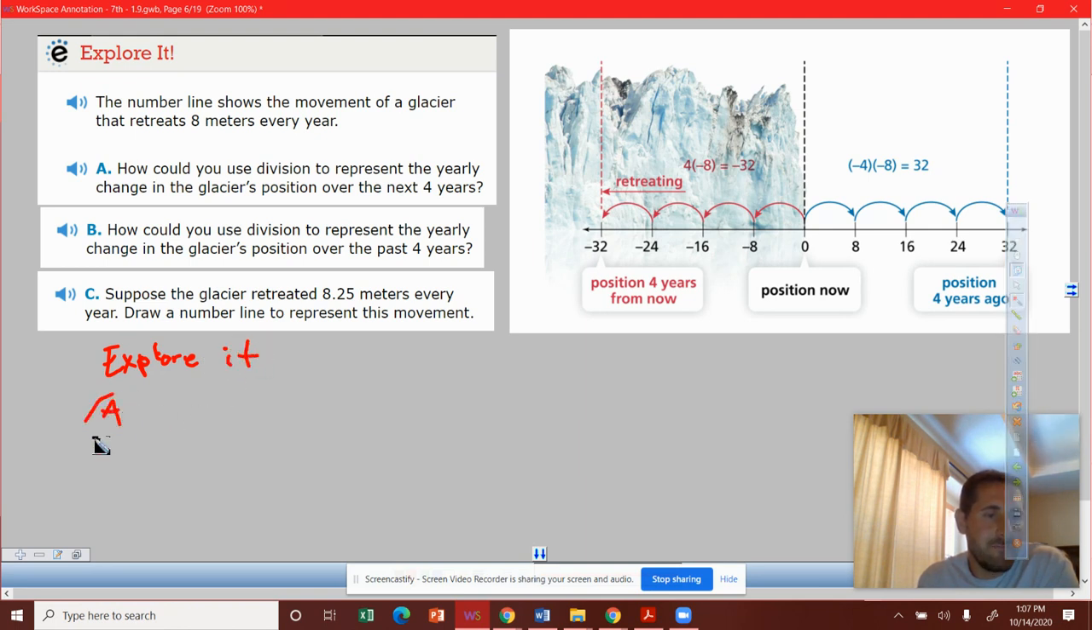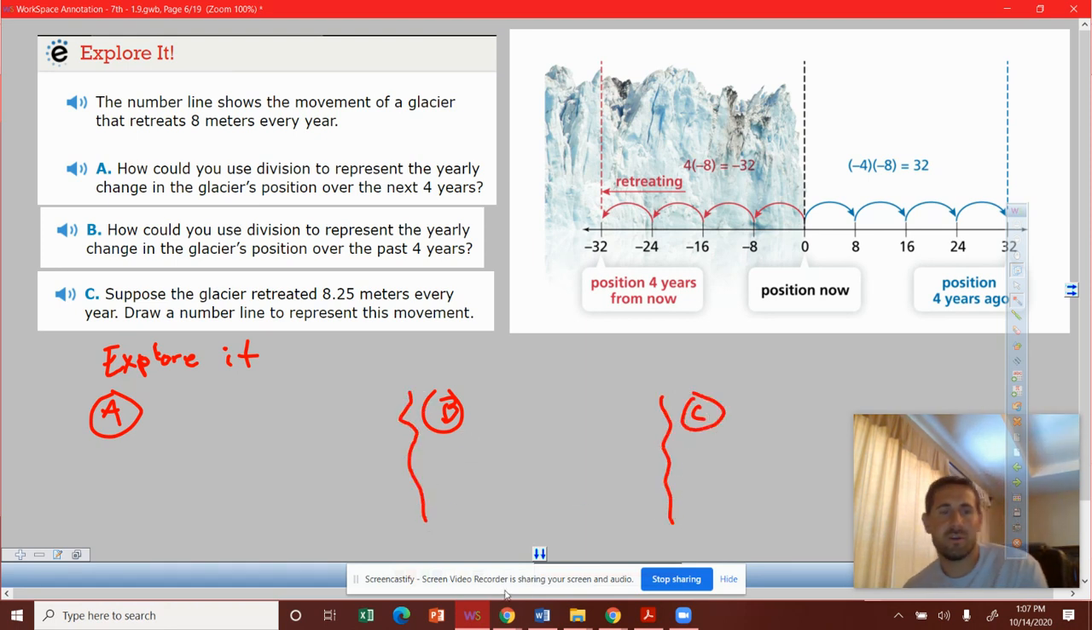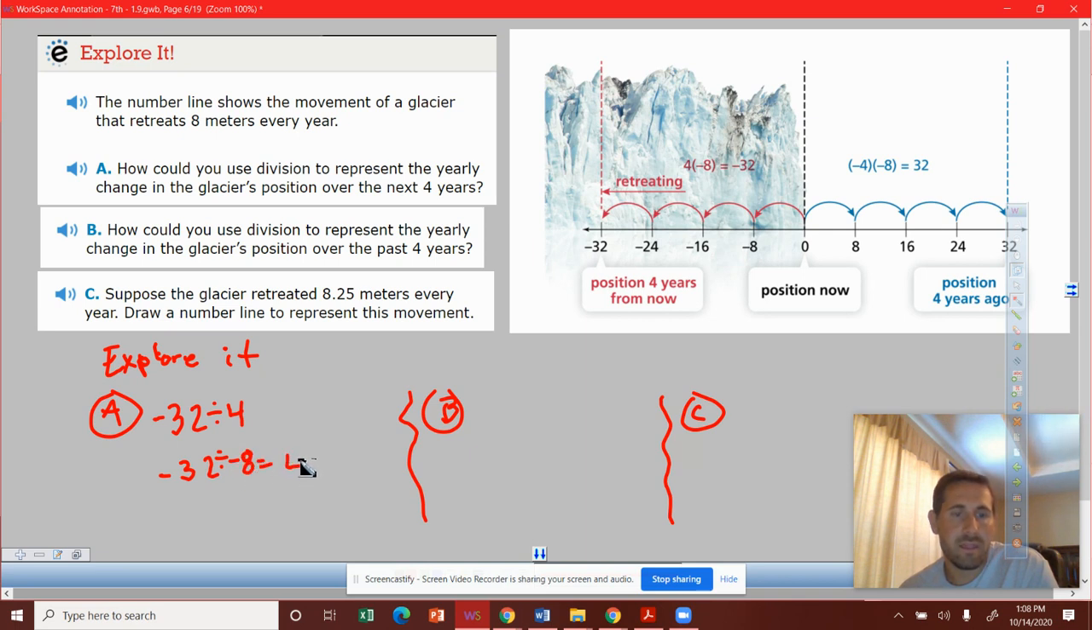So I'm going to put A, I'm going to put B, I'm going to put C on the same line, and maybe I'm drawing squigglies to divide up the work, whatever y'all want to do to organize it. But we're just looking at A. How can I turn this into a division problem? Couple choices, but I could say -32 divided by 4, or I could say -32 divided by -8. And I'll get the counterpart to this as the solution.